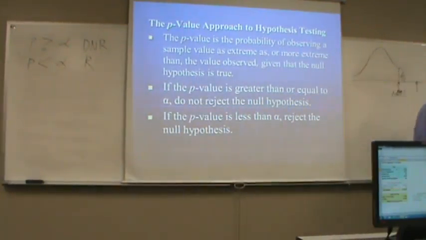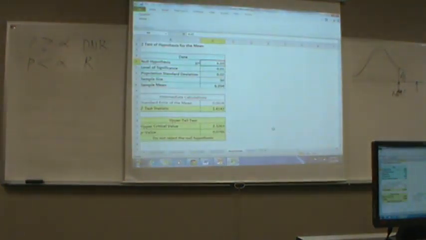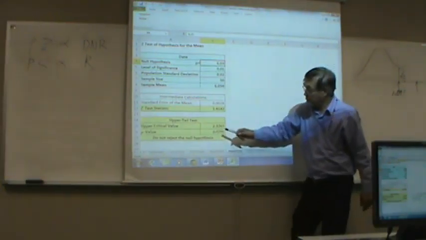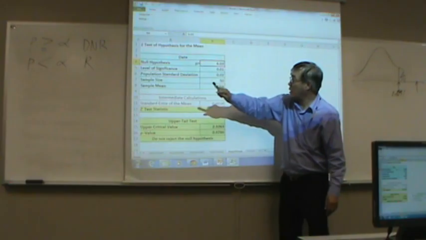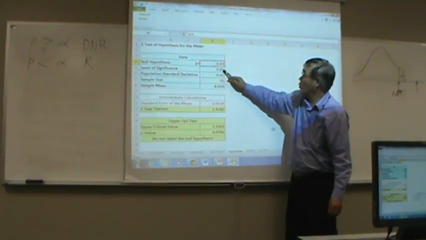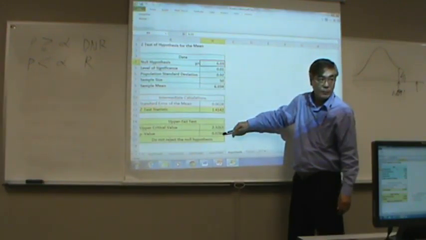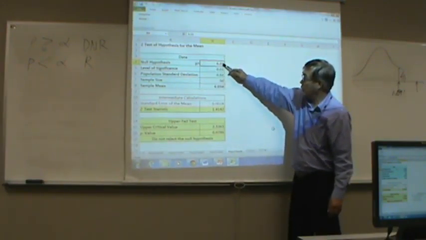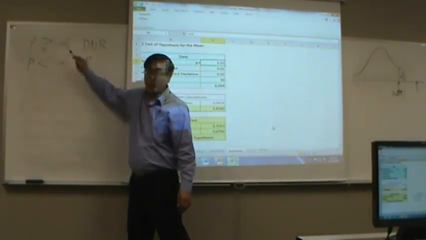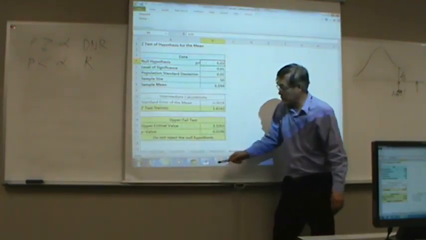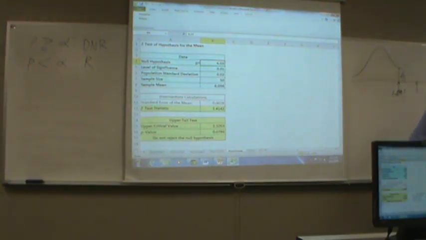Let's see. Here, p-value 0.0786, alpha 0.01. This one is greater than. P-value greater than alpha, do not reject the null hypothesis. Test result: do not reject the null hypothesis.